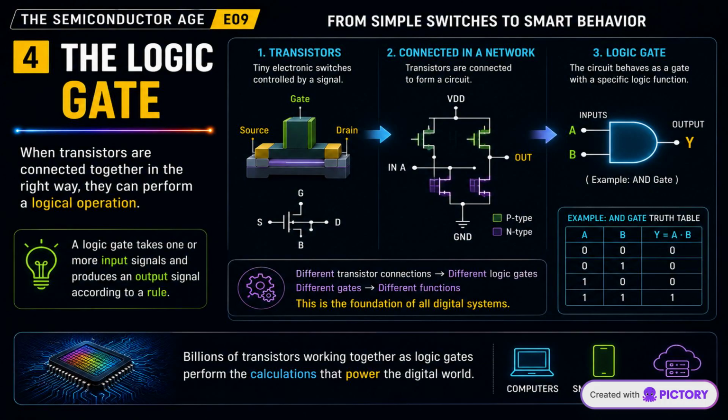Now we connect transistors together. Instead of simply switching, they can perform logical operations. A logic gate takes one or more inputs and produces an output according to a defined rule. This is where switching becomes decision-making.